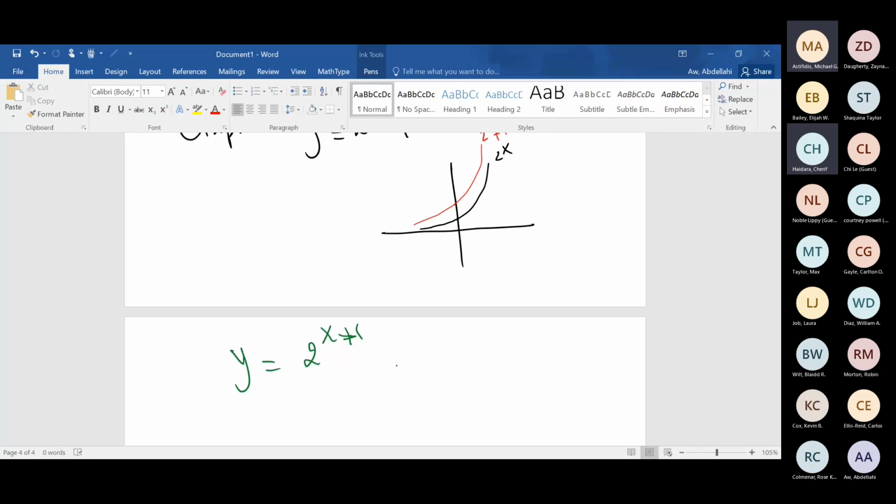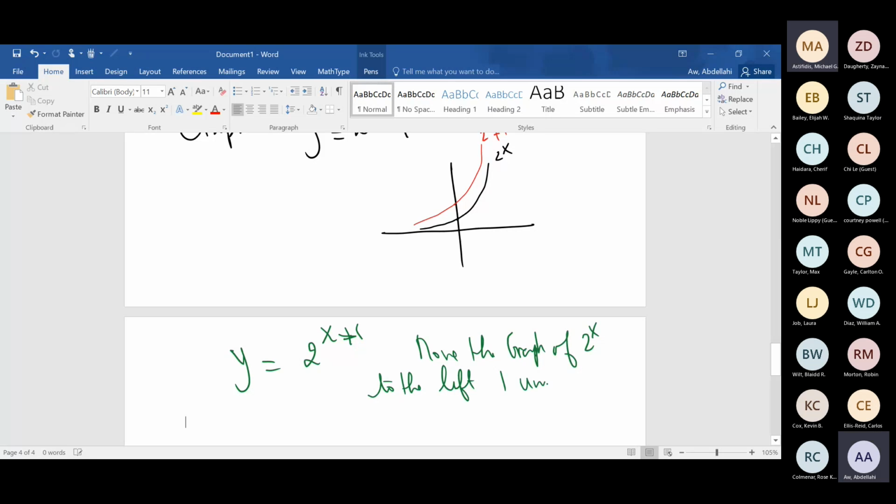To the left, at the x. Exactly, because now we added 1 to the x, we added 1 to the input, so we have to move the graph of 2^x to the left 1 unit. So don't forget that. I will not ask about graphing on the test myself, but if you are doing ALEKS or something like that, you can be asked about that stuff.